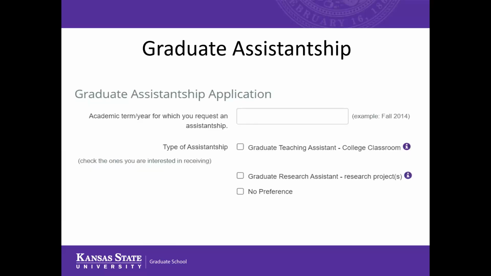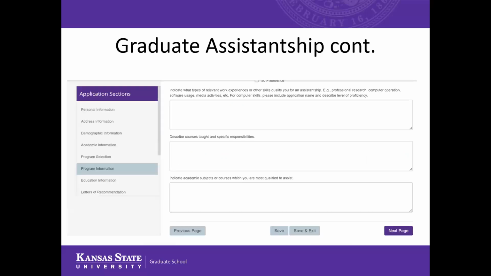Some programs also have assistantship opportunities as a part of the application. These assistantship opportunities include graduate teaching and graduate research opportunities. These are sample questions for assistantship opportunities. You will want to be sure that you answer these questions thoroughly, giving examples of what would make you a successful graduate assistant for the program you wish to pursue.